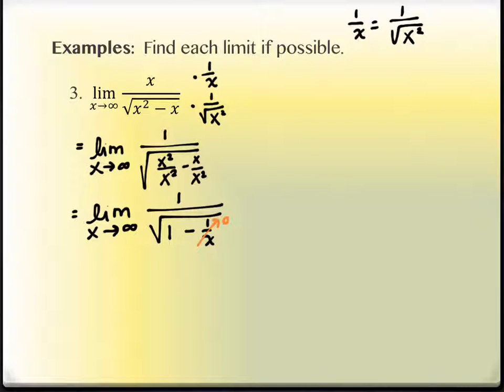So what I really have then is 1 over the square root of 1 minus 0. Of course, the square root of 1 minus 0 is 1, and 1 over 1 would be 1. So this limit is actually 1.